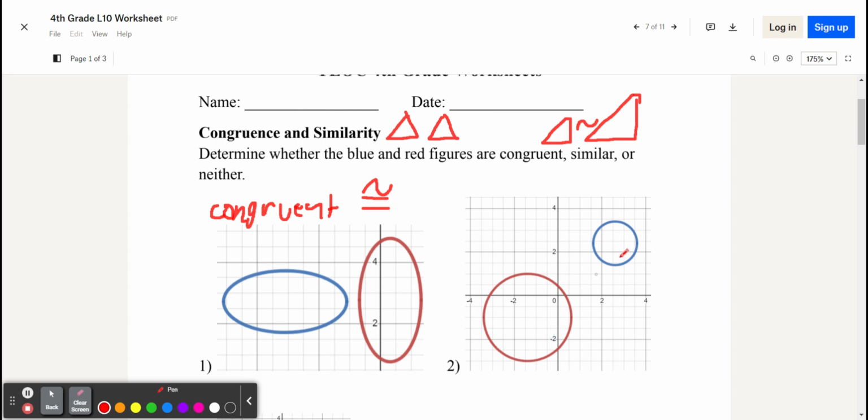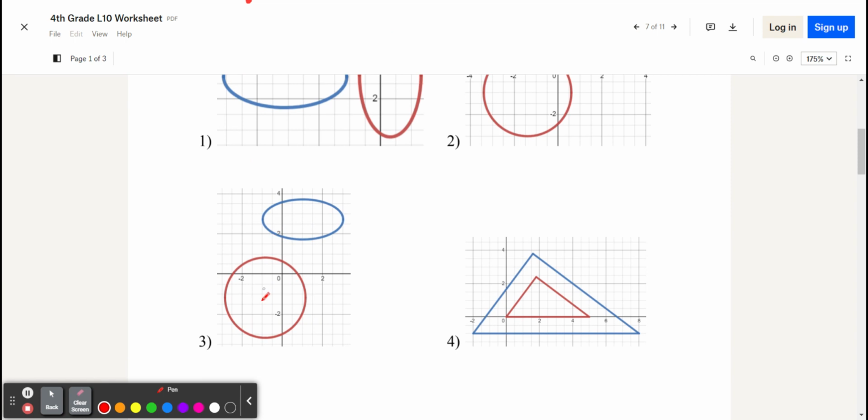Number two, we have these two circles. They're both circles, so they have the same shape, but one of these is much smaller than the other, so they're only similar. So I can just put this little tilde here just to say that they're similar. These two shapes, there's a circle and then there's this oval. And as you can see, there are different shapes. So they would be neither. And then these two shapes, as you can see, there's a smaller version inside the other one. So this one would just be similar because it's the same shape, but they are different sizes.